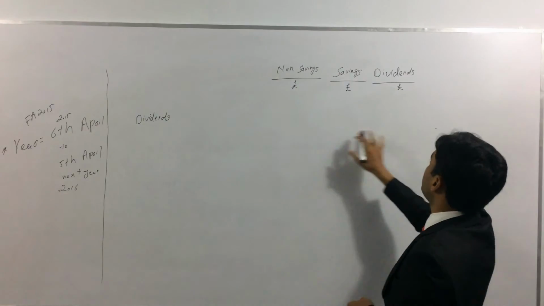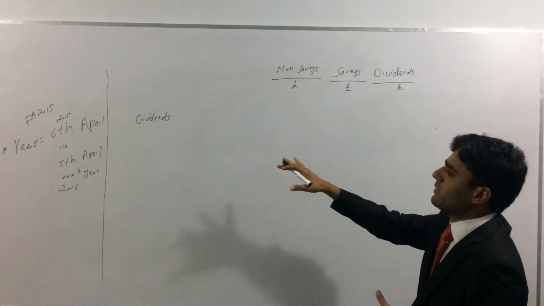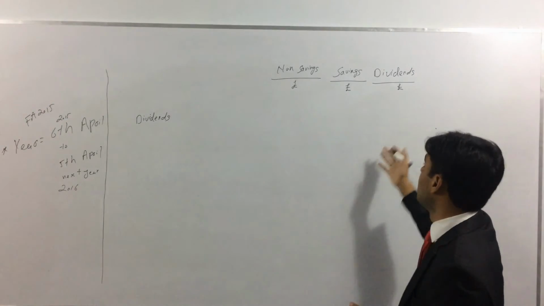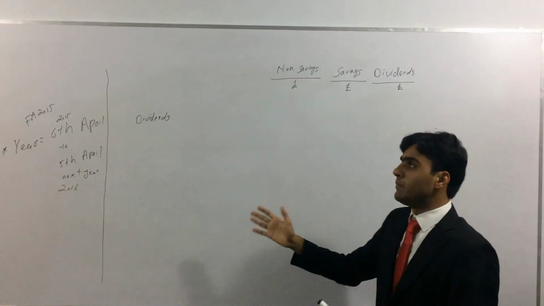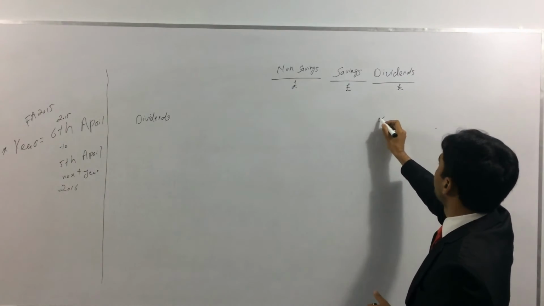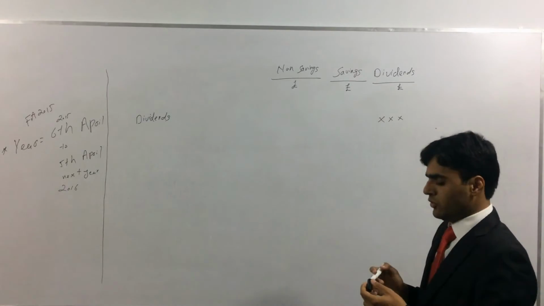Now if you see here 3 sections: non-savings, savings, and dividends. What do you think? Where shall I put dividends? Under dividends, savings, or non-savings? Obviously dividends, because these are dividends, so we will put it under dividends, right? So dividends will come into dividends.